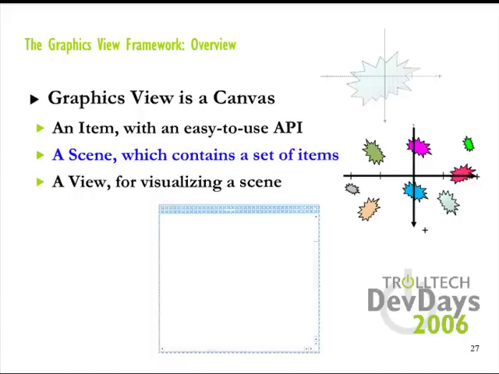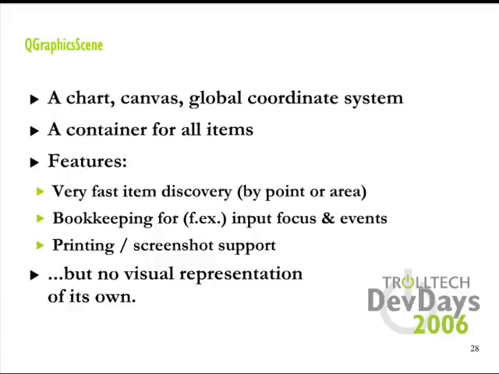So moving on to the scene. Now the scene is, you have all these items. Together they form some sort of data set, some sort of visual representation that is supposed to make sense to the people that view it. So it can be something like a chart. It can be this silly salad. But all in all, it is the container for all the items. It's the global coordinate system, the big thing.